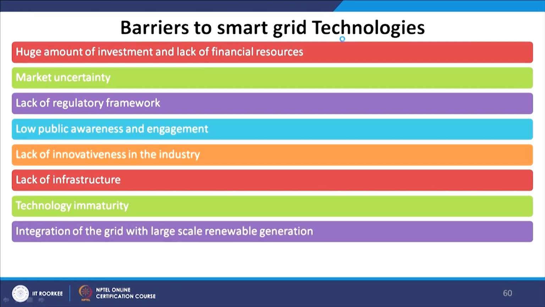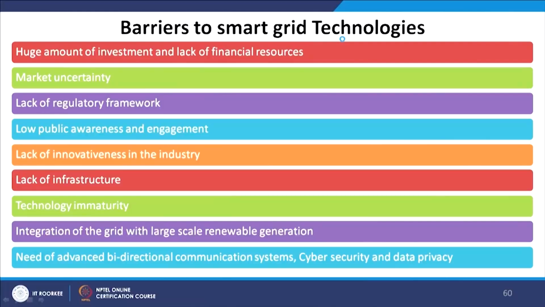Integration of the grid with large scale renewable generation is the biggest challenge when we put a lot of renewable energy sources in the existing system, which has not been designed to incorporate excess renewable energy. We have grid challenges. Need of advanced bidirectional communication system, cyber security and data privacy, very, very important.